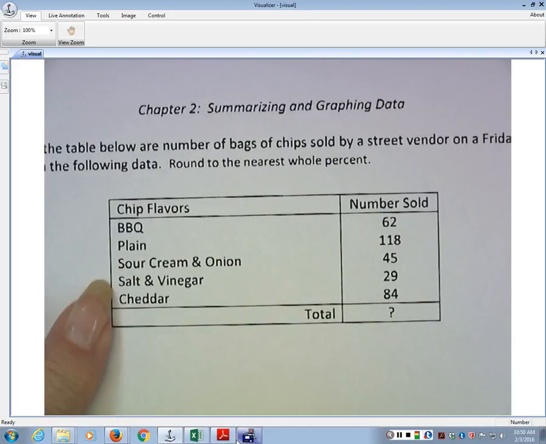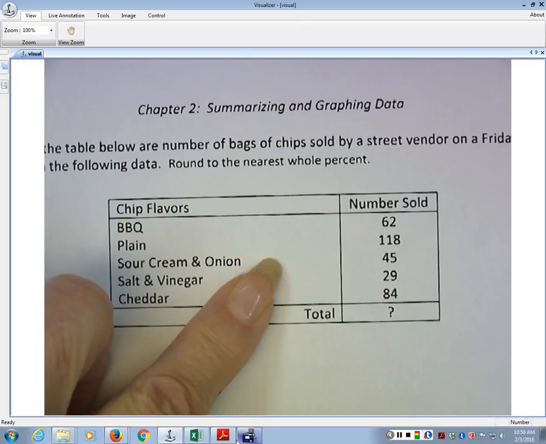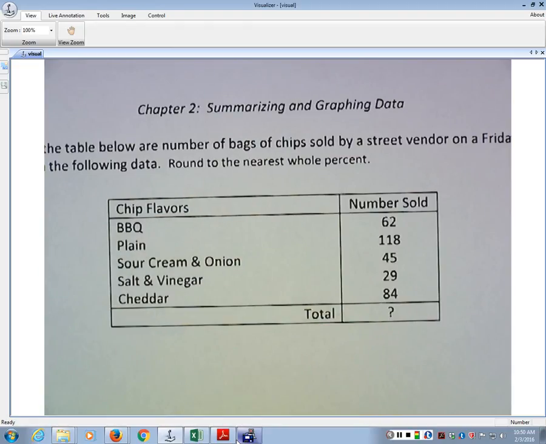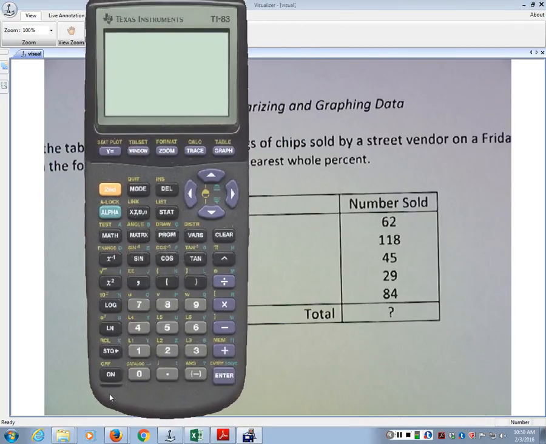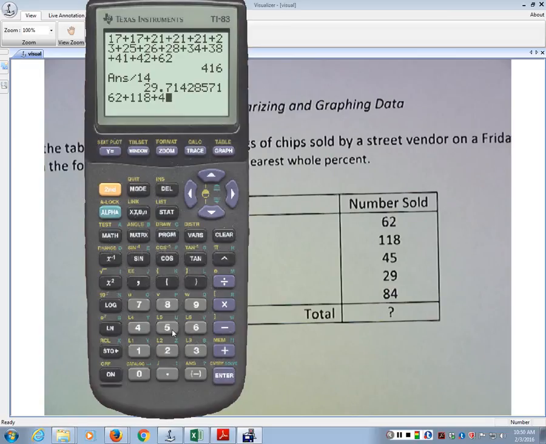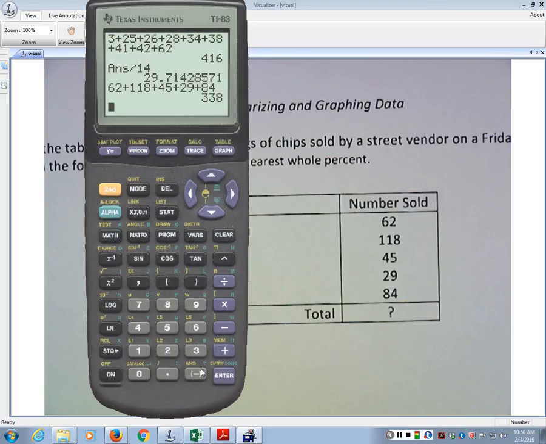In order to do a pie chart, we have to show proportionally what flavors of potato chips there are that are being sold by a street vendor on a particular Friday. Before we can even start, we have to figure out how many total bags of potato chips did he sell. So we're going to first grab a calculator. And take 62 plus 118 plus 45 plus 29 plus 84, and he sold a total of 338 bags.